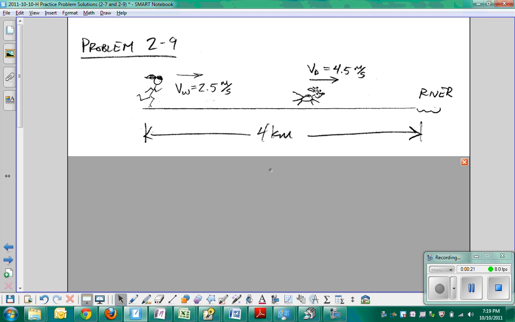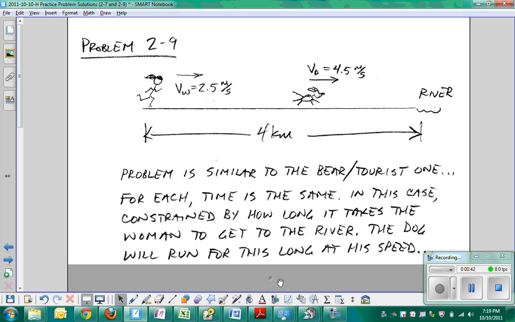I only show him running this way, but remember, according to the problem, he runs back and forth and back and forth. All right, but I just show him running this one way. His velocity is 4.5 meters per second. Now, the woman's going to run 4 kilometers at her rate. So that means that the amount of time that the dog runs is constrained by the amount of time that it takes the woman to get down to the river at her rate.